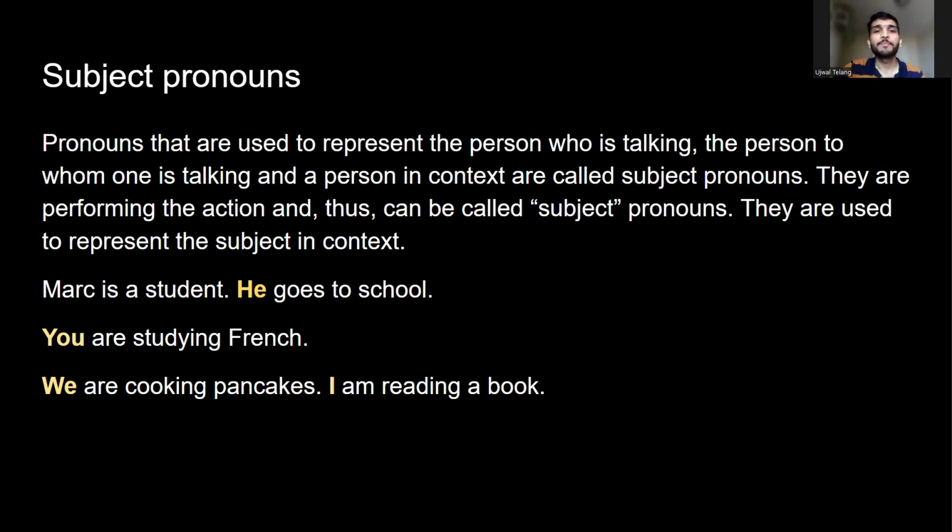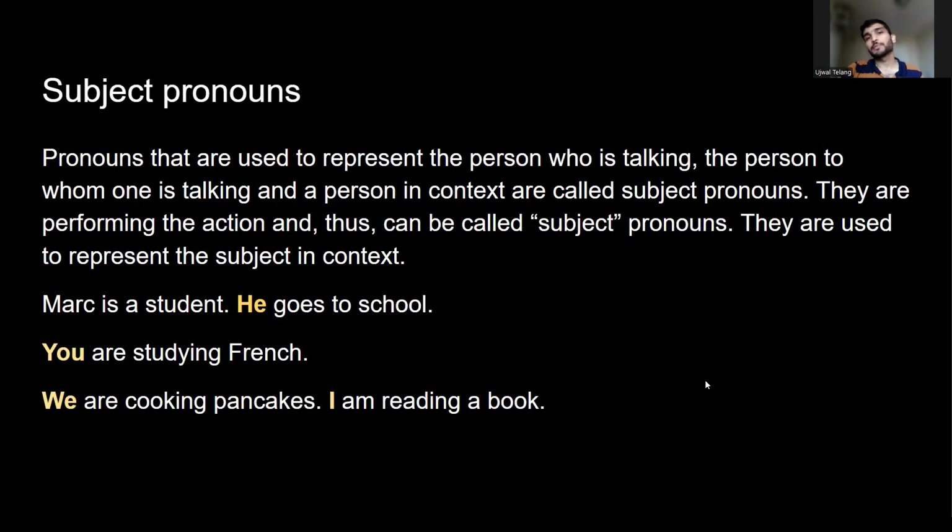Okay, so for example, I am a student. I am a teacher, right? Mark is a student. He goes to school, right? You are studying French. We are cooking pancakes. Okay. So in all of these examples, he, you, we, I, these are personal pronouns in English. So similarly, we have pronouns in French. And the reason why we call them subject pronouns is because they're doing an action in these examples.